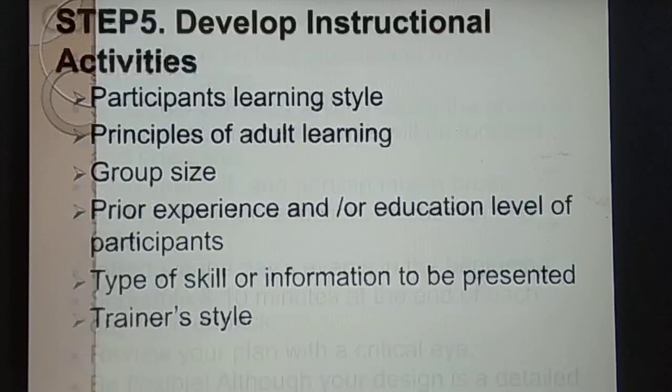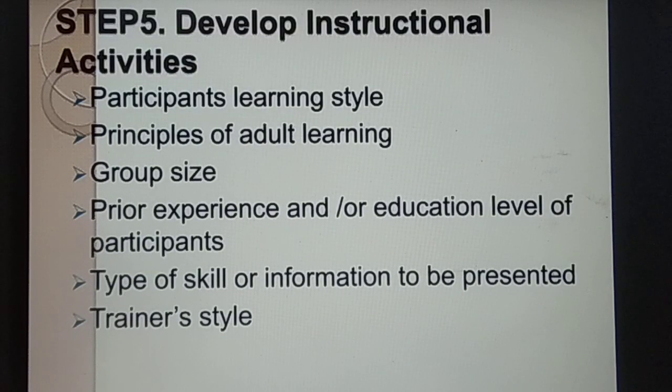So this is step number 4, and next is step 5, develop instructional activities. In that, participants' learning style, then principles of adult learning, then group size, then prior experience and/or education level of participants, and the type of skill or information to be presented, that is, the trainer's style. So this is step 5, develop instructional activities.